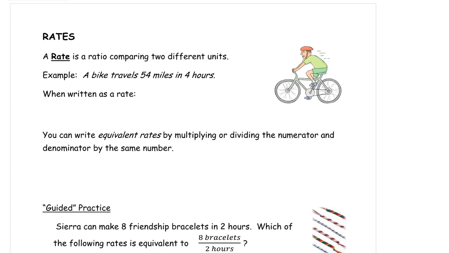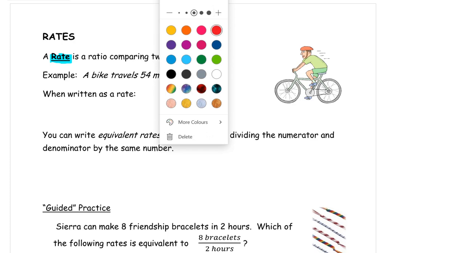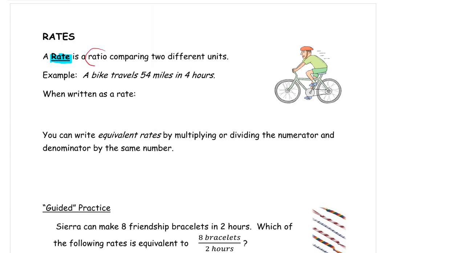So what is a rate? A rate is a ratio comparing two different quantities. If you can remember, a ratio can be written as a fraction, using a colon, or using the word "to". In this particular discussion, we'll be using mainly the ratio in fraction form.